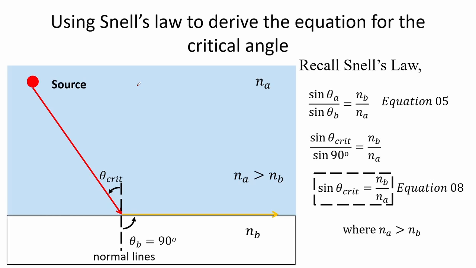Using Snell's law we can derive an expression for the critical angle. So using equation 5 we substitute the condition that the refracted angle is equal to 90 degrees. We also note that the index ratio is less than 1, which means that the NA for the incoming light region is less than NB for the outgoing light region. So the critical angle expression is given by equation 8.